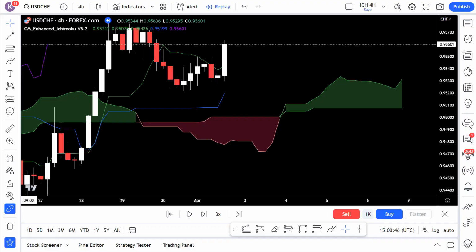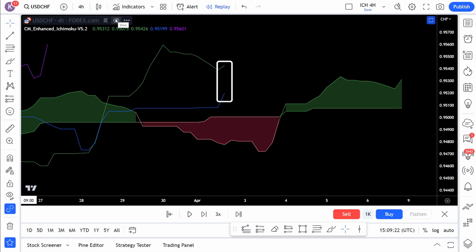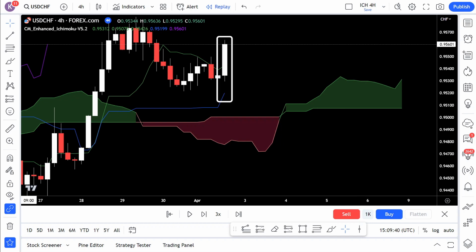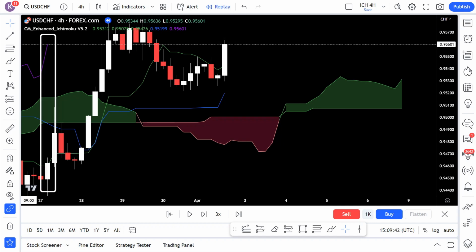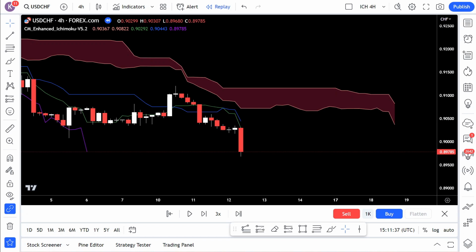As a quick recap, a valid long signal is when the cloud is green, the faster moving average is above the slower, price is above both, and the lagging span is above that candle. For a short, it's the opposite. Red cloud, green average below the blue, price below both, and purple below the past candle. All of these are still true.